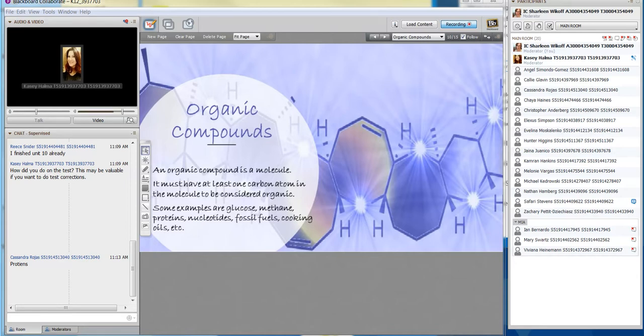All right, so then we have the polymers that we're going to be talking about, and we're going to be more specific about those polymers being organic compounds. So an organic compound is just a molecule. It could be a monomer or it could be a polymer. But some rules about organic compounds are that it must have at least 1 carbon atom in the molecule to be considered organic. So it has to contain carbon.